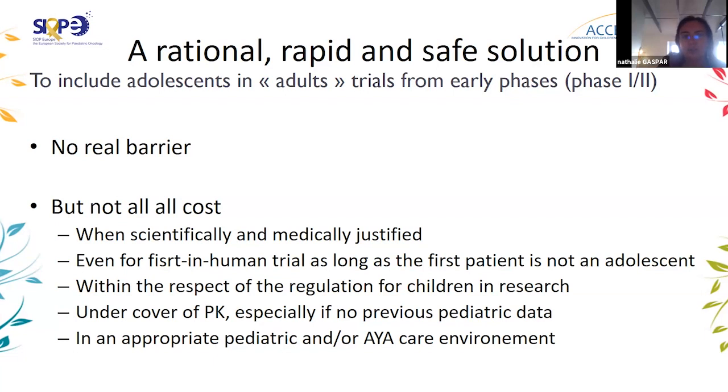Of course, opening an adult trial to adolescents should be scientifically and medically justified. It can be done from first in human, but you will not put the first patient as an adolescent in the first in human trial. It should be done with respect for the regulation for children in research, under cover of the PK, especially if there is no previous pediatric data. And of course, and this is a request from the AYA themselves, it should be done in an appropriate pediatric or AYA care setting rather than adult care.